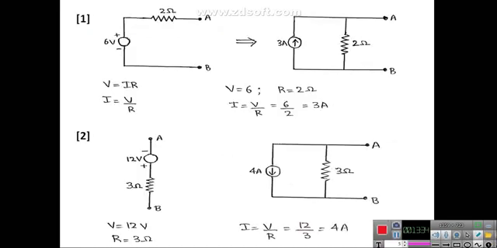Now I will just take a simple example. I have taken one voltage source, the polarity marked here. This is the 2 ohm resistance connected in series with the voltage source. These are the terminals, so this is a part of the network. Now I want to transform this network, that is a voltage source in series with the resistance, into a current source in parallel with the resistance.